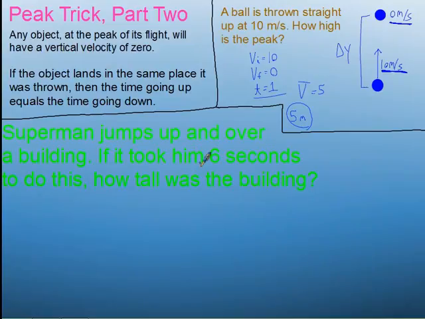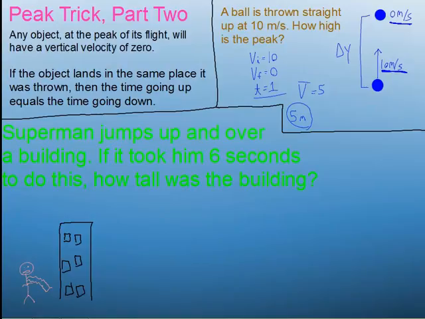This next one says, Superman jumps up and over a building. If it took him exactly 6 seconds to do this, how tall was the building? It always helps a little bit to visualize a problem before you start jumping into the numbers. So to picture what he's doing here, here's the building, and he jumps up, and the stopwatch reads 1, 2, 3, 4, 5, 6. If it took him 6 seconds to jump over the building, then he spent the first 3 seconds getting to the top, and then he spent the next 3 seconds flying down from the building, right? Because the amount of time going up equals the amount of time going down.